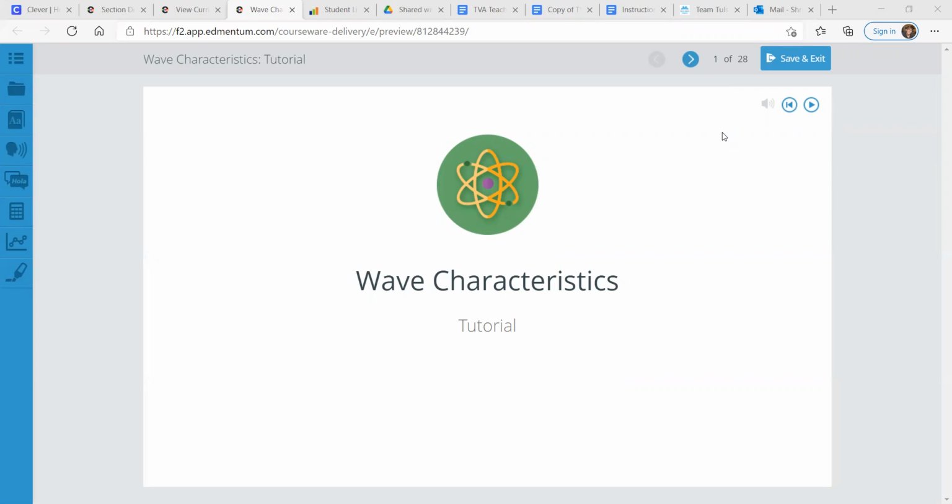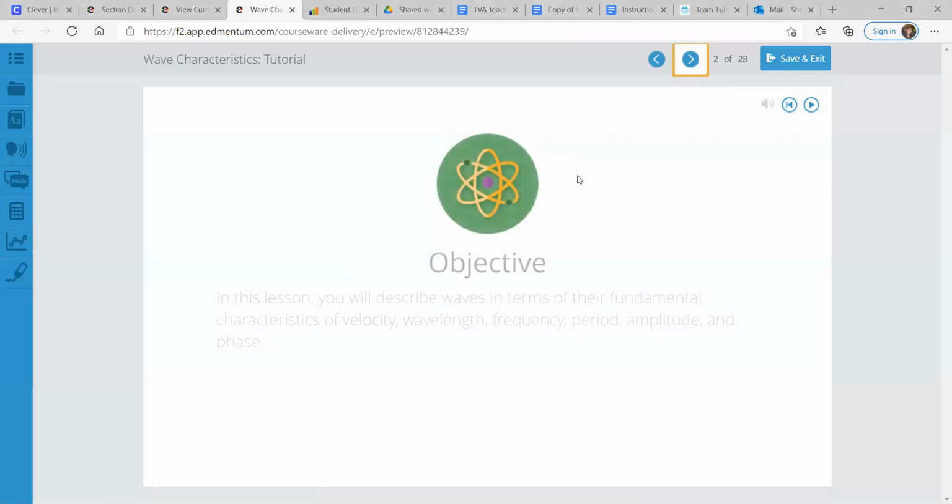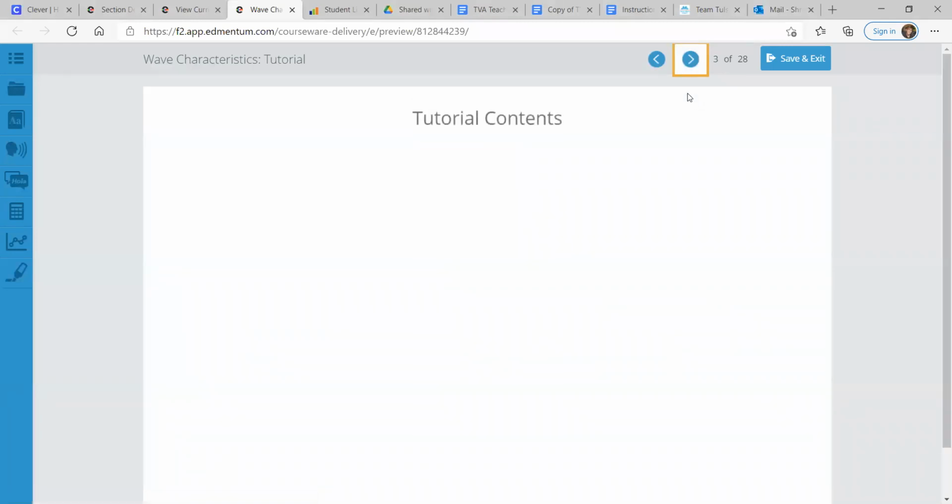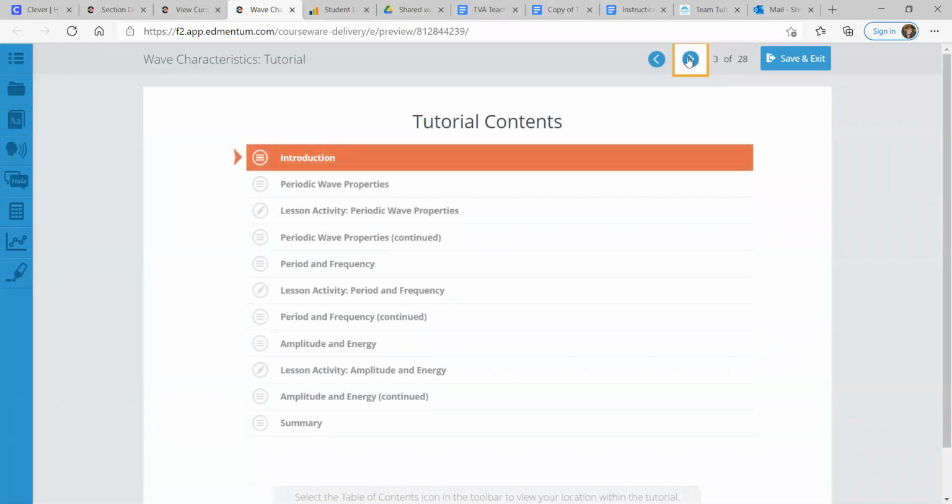Last time we were introduced to waves. Now we're going to look at their characteristics in this tutorial. We're going to be able to describe waves in terms of their fundamental characteristics, like velocity, wavelength, frequency, period, amplitude, and phase. So hopefully you will understand all of those words at the end of this lesson.